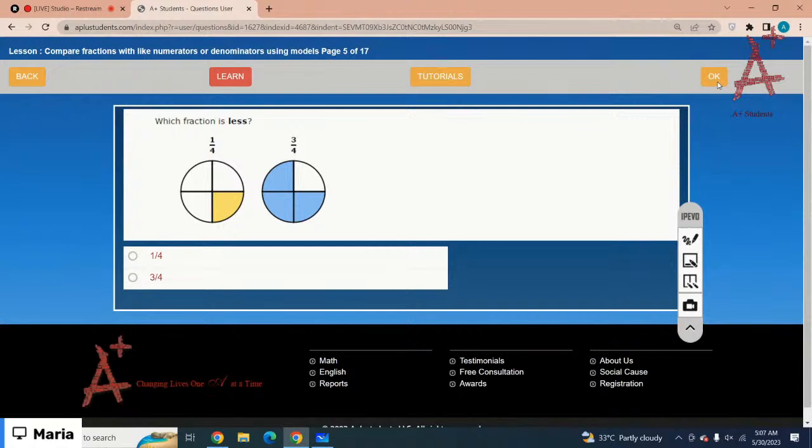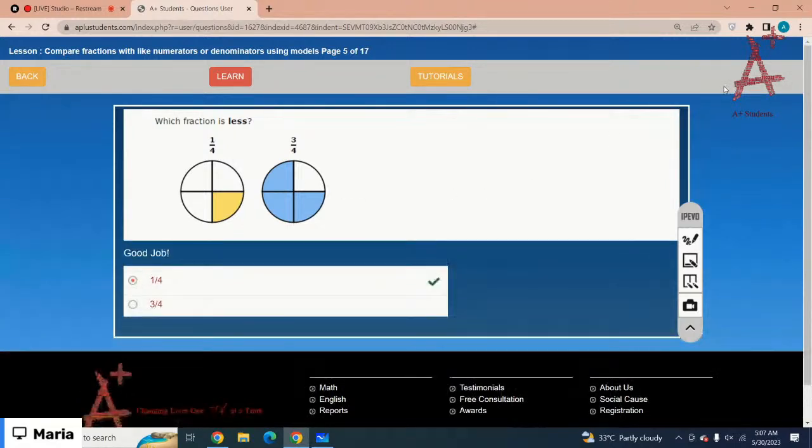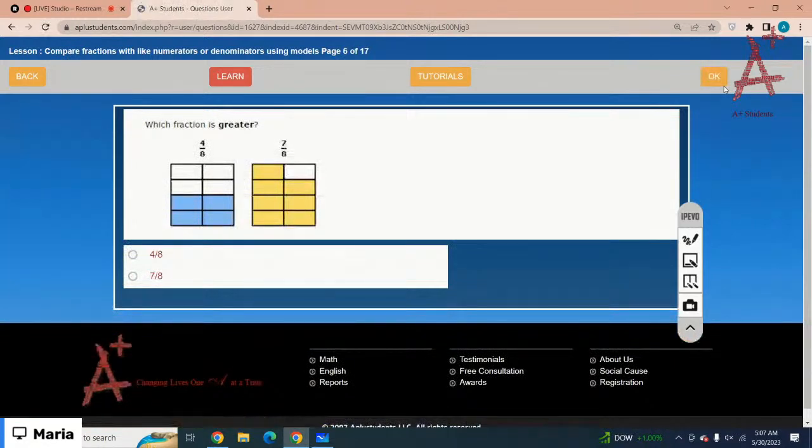Which fraction is less? That would be 1 over 4 is less. Got it? Okay, which fraction is greater? Which is the correct option? 4 by 8 or 7 over 8?